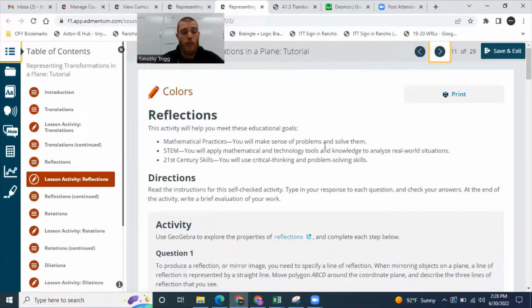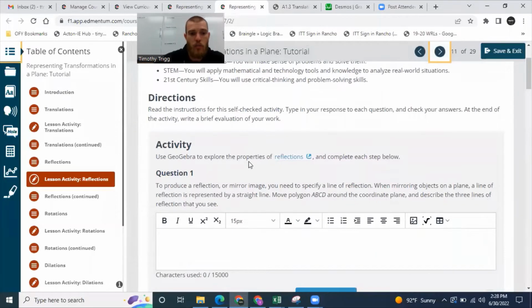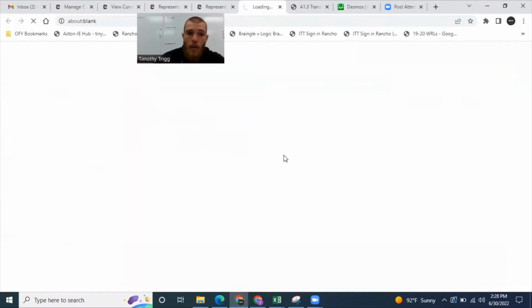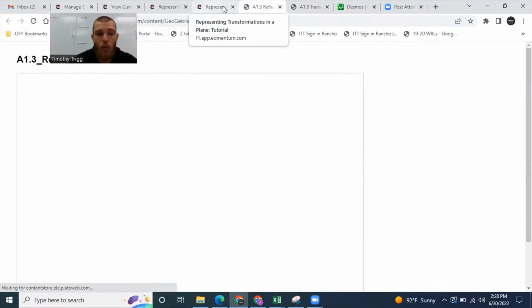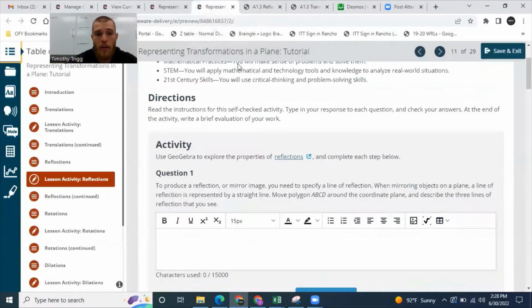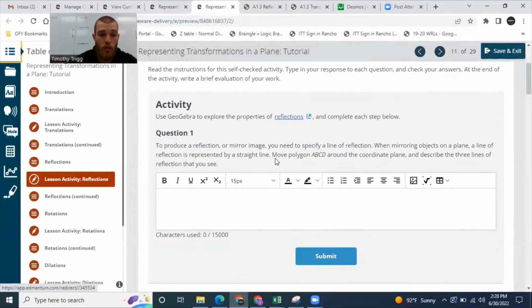But the next type is called a reflection. So we're going to go over how to do reflections here. Again, we're going to use GeoGebra, so we're going to click on this. By the way, if you're not familiar with GeoGebra, you're going to need to be, so please follow along on all these GeoGebra activities. Make sure to open it up and do it on your own so you can get the fullest understanding.